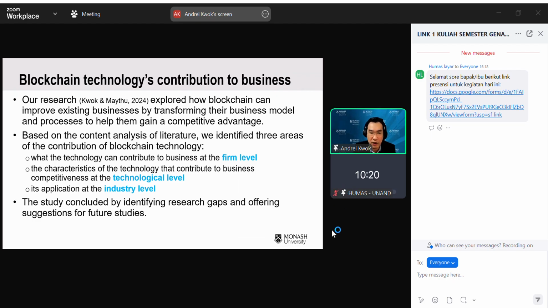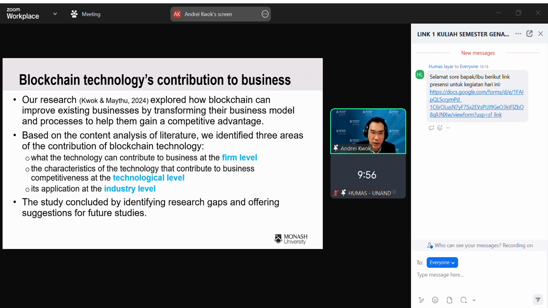So we use a content analysis of literature. So when we start, we want to understand the body of knowledge. So even in your, for example, your doctoral research, what's important is for you to understand the body of literature in your knowledge area. So in this case, we identify 3 areas of contribution of blockchain technology.